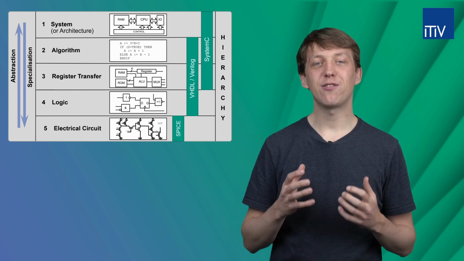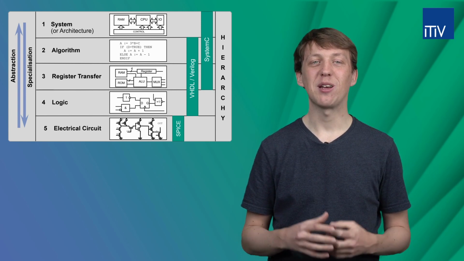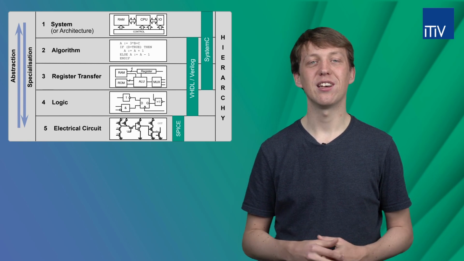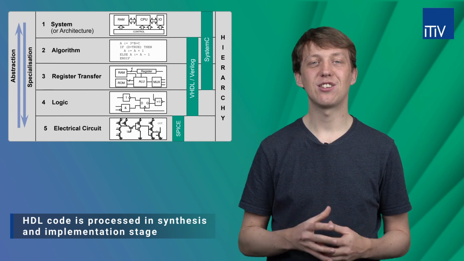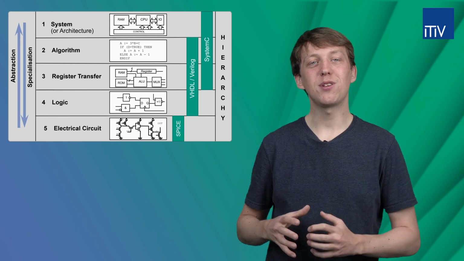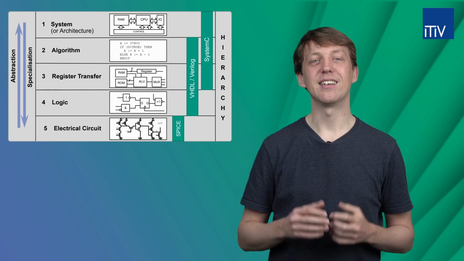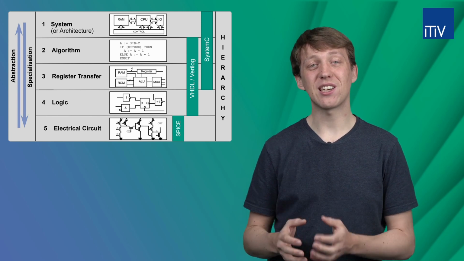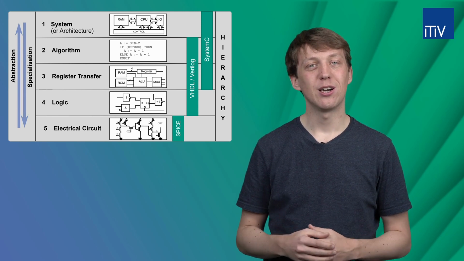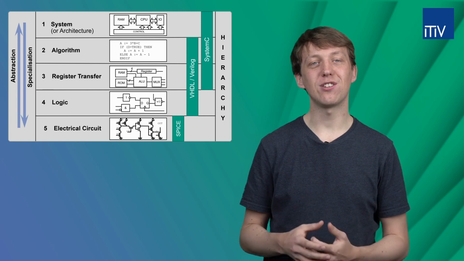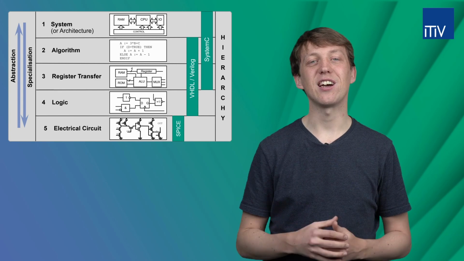Finally, to get a physical implementation of the described hardware, the HDL code must be processed in two stages, synthesis and implementation. In the synthesis stage, the code is analyzed, optimized, and a so-called netlist is generated. The netlist is passed on to the second stage, the implementation, or place and route, where the circuit is mapped to the physical resources available in the architecture you are designing for.